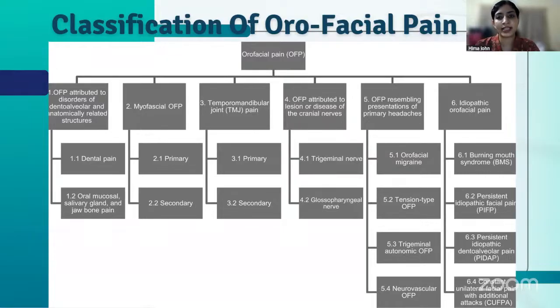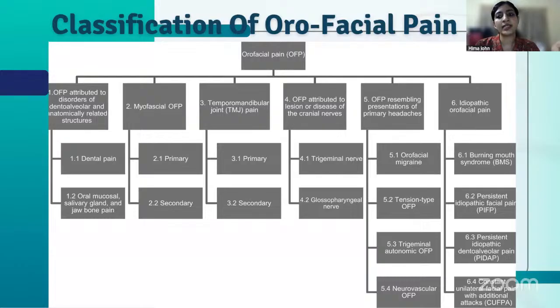Next, moving on to the classification. I know orofacial pain classification is very vast, but we have no option, we have to know it. There are various headings under which you can split it and learn. In Okeson's textbook, it is given as Axis 1, Axis 2, and that is like 2 whole pages.